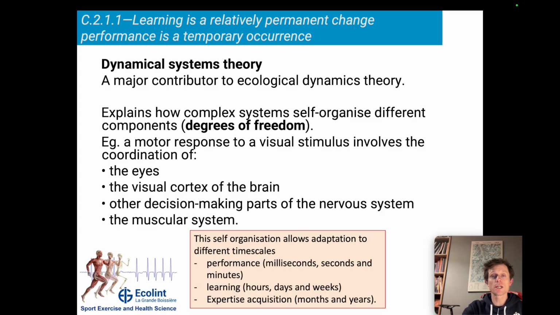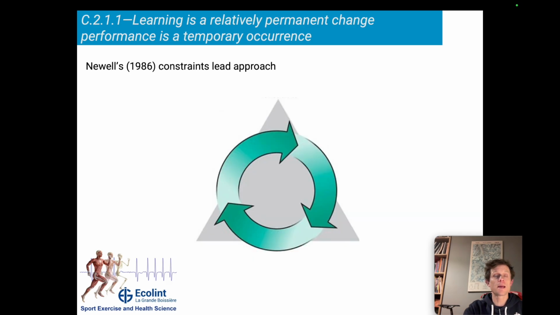This self-organization takes place under different timescales. Timescales for the performance, i.e., could be in milliseconds or seconds or minutes. Learning, which might take place over hours or days or weeks, or expertise acquisition, which might take place over months or years. Dynamical systems theory proposes that the self-organization process in athletes is shaped by different constraints.